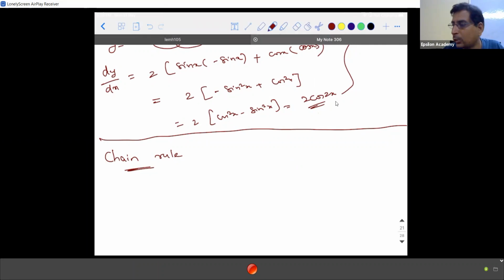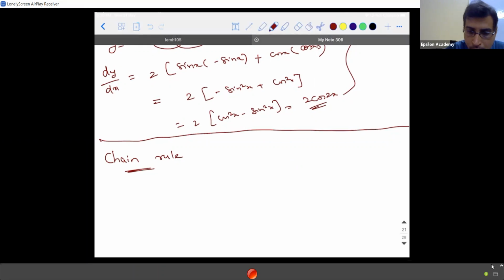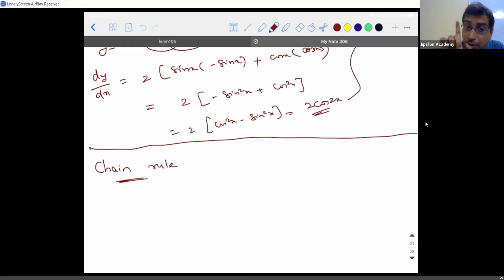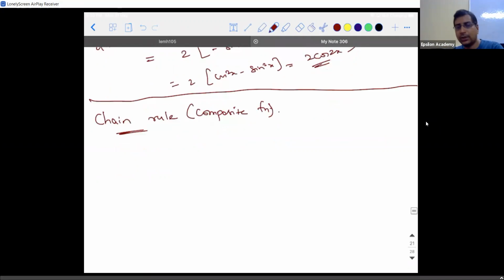When will you apply the product rule? When two functions are multiplied. Whereas when will you apply the chain rule? When you have composite functions. Perfect. When you have a composite function, that is very important. Listen to this carefully, okay? I'll give you the general formula, and based on that, we will try to solve the problems.